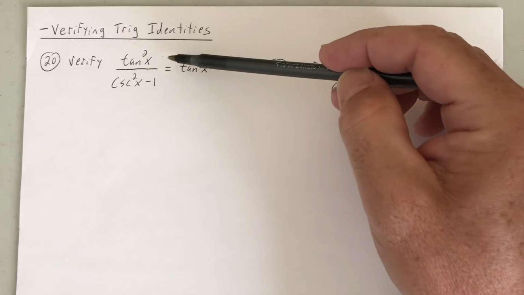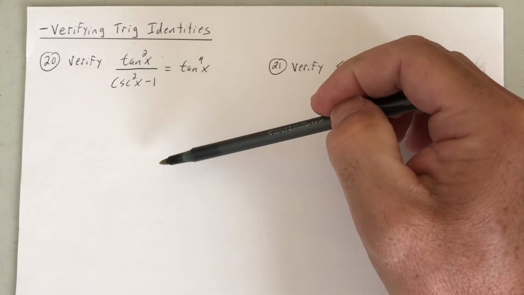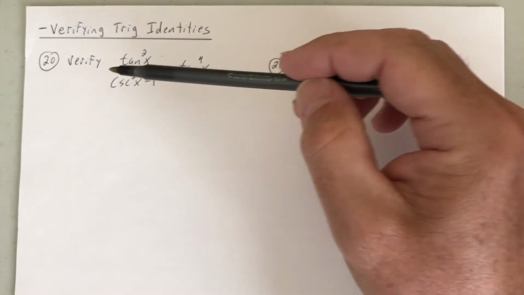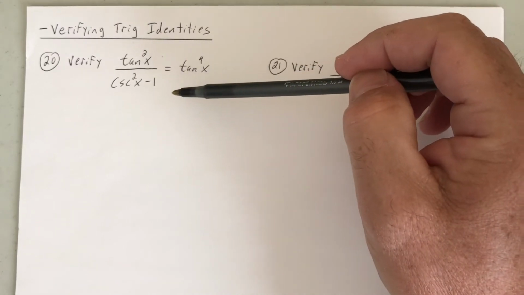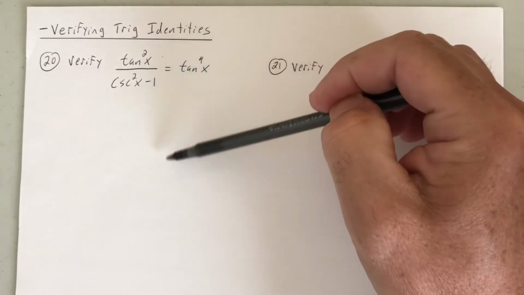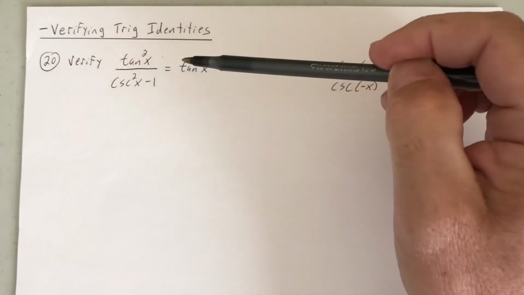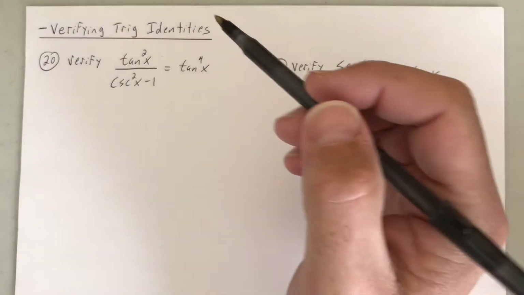Think of this equal sign as a wall that you can't cross, and you want to manipulate one of the sides, typically the side that is the most complicated, and make it equal the other side. Do not treat this like an equation where you're going to add and subtract things over to the other side or multiply and divide. Think of this equal sign as a wall that you can't cross, and get this side to equal this side. So looking at what we have here in number 20, let's see what we can do.